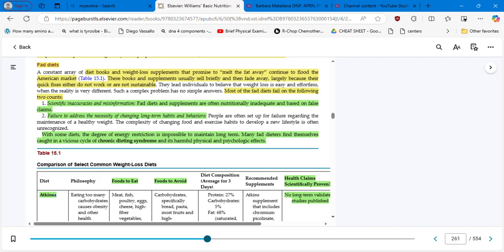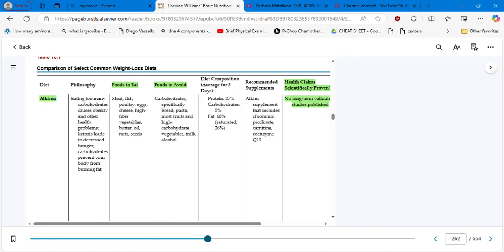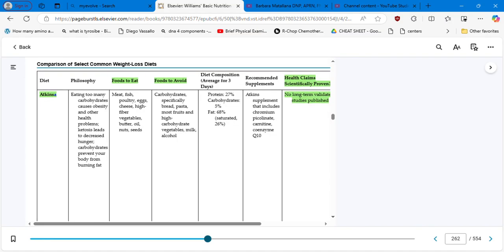Okay, so with some diets the degree of energy restriction is impossible to maintain long term. Exactly, it is not sustainable. Many fad dieters find themselves caught in a vicious cycle. This is called the chronic dieting syndrome, and it's harmful physically and with psychologic effects. So, comparison of select common weight loss diets. You have the Atkins. Always pay attention. There are 3 to 4 columns that I want you to pay attention to.